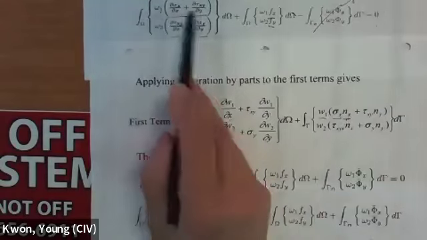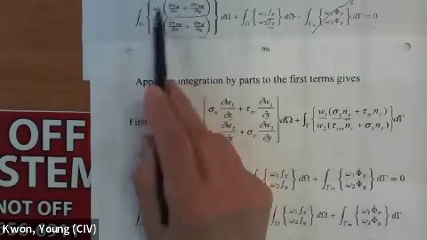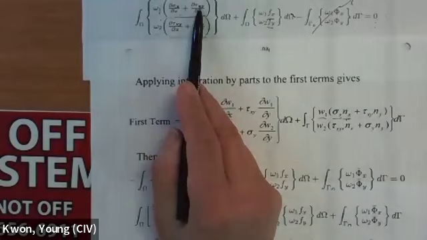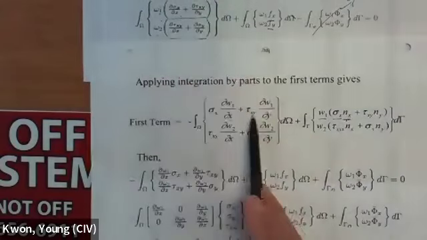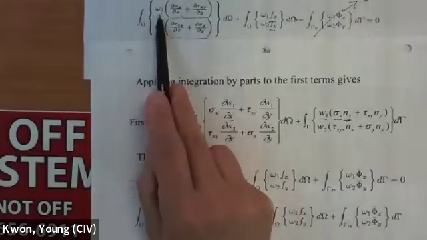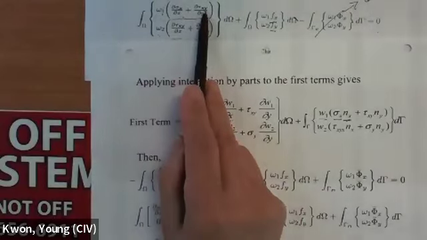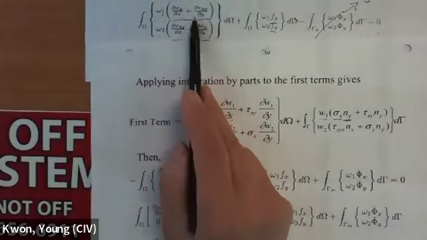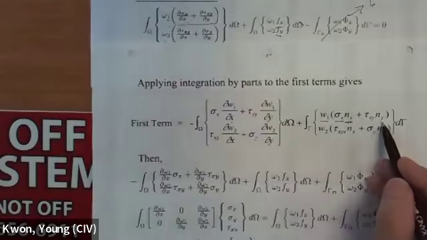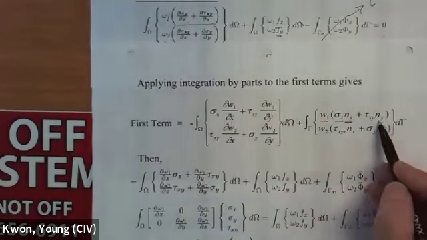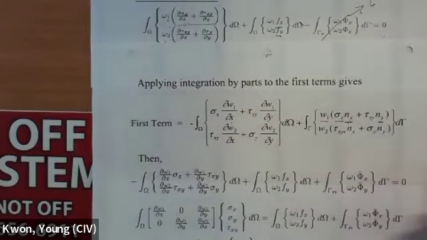Then what about this term? If you again apply integration by parts, this takes the derivative, and this relieves its derivative. So tau xy, and then dw dy, and then w1 tau xy. But now this is the partial derivative with respect to y. So the ny component is going to be multiplied here.